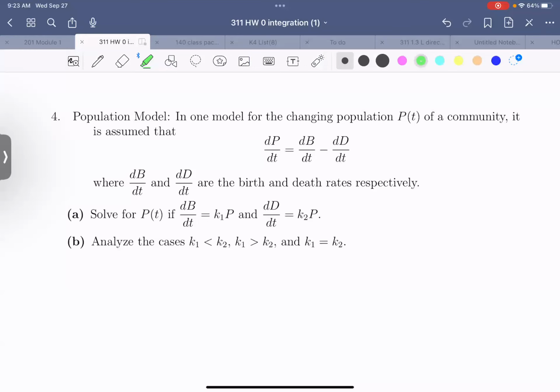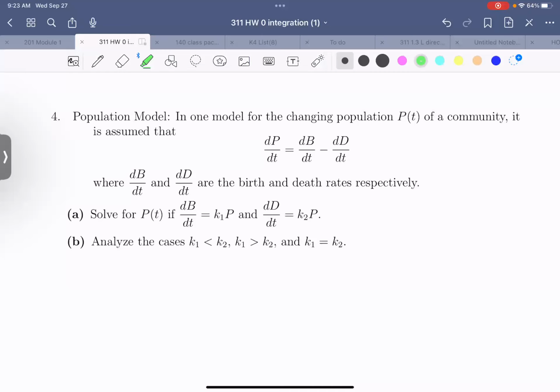Now, for this particular problem, we're going to say that each of these is proportional to the population. So we're going to substitute in K1P and K2P, just assuming that the birth rate and the death rate are still proportional to the population. It's just they have different proportionality constants, right? So we have a K1 and a K2. So all we're going to do here is sub those in and go ahead and solve that. So I'll let you guys get started for me, and then I will show you what I've got going.